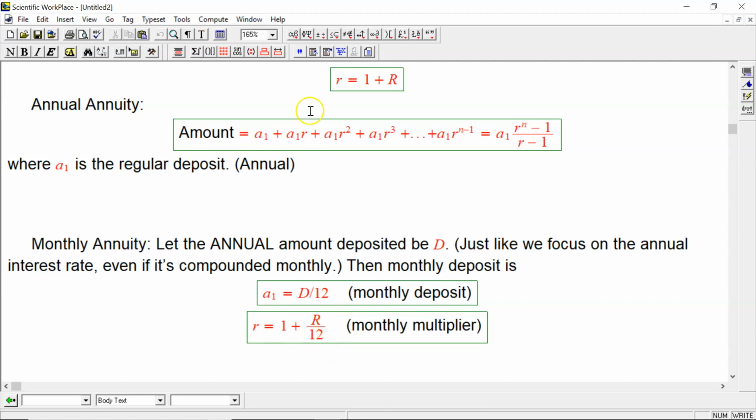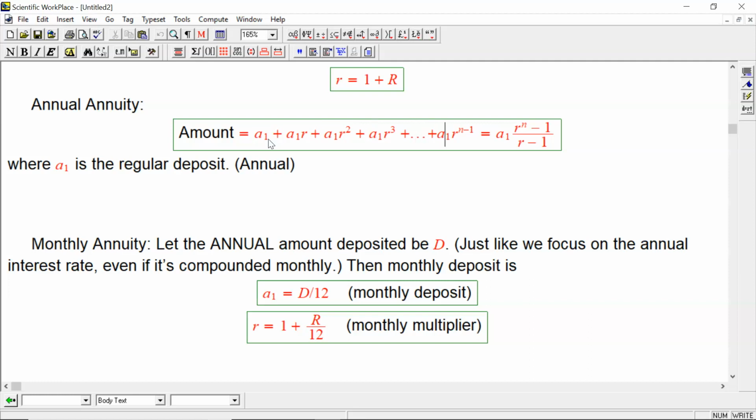After you do that, it's exactly this same story, because if I'm at some particular time, A1 is the last month's deposit, and it hasn't got any multiplier. 1 month ago, I put in the same amount A1, a 12th of D, and it got the monthly multiplier R. 2 months ago, I put in A1 and it's gotten multiplied twice, etc.